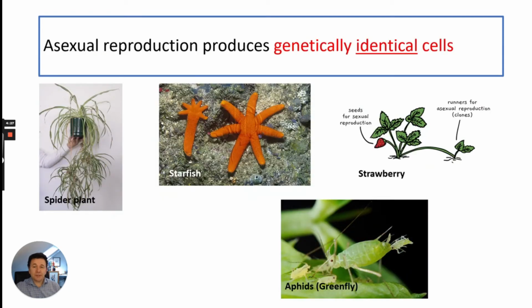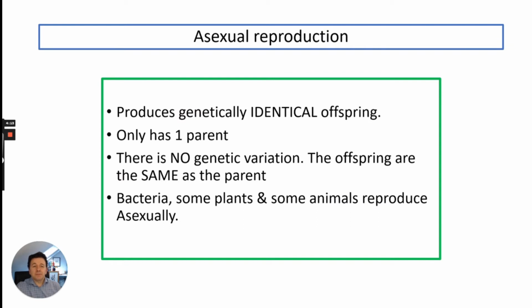Asexual reproduction. Here are some examples of plants and animals that produce genetically identical offspring, such as spider plants, starfish, strawberry and aphids. They produce genetically identical offspring, so they only have one parent. There is no genetic variation and the offspring are the same as the parent. Bacteria, some plants and some animals reproduce asexually.